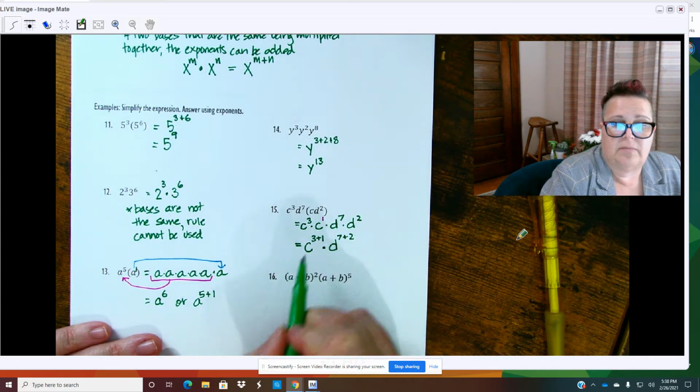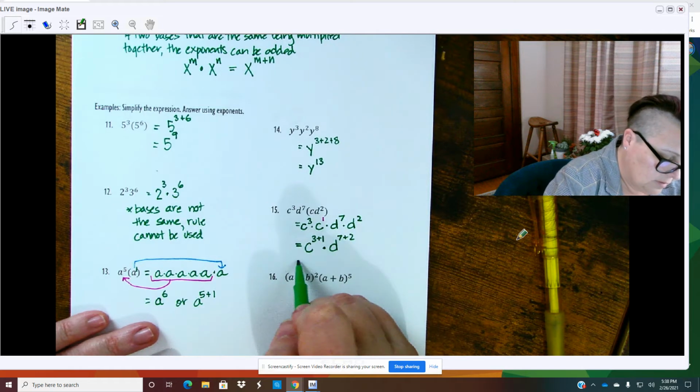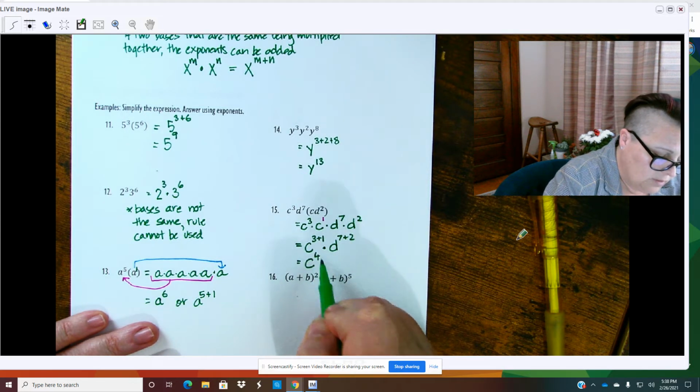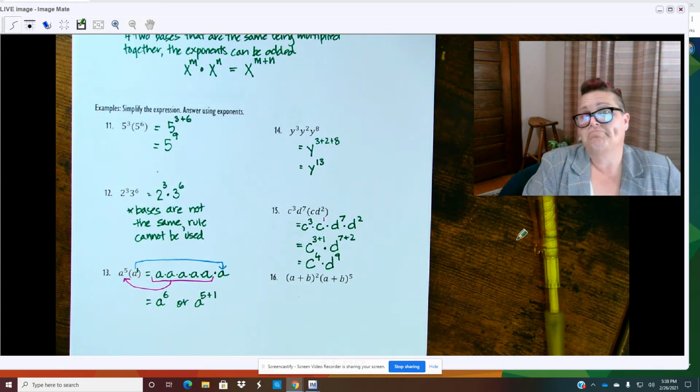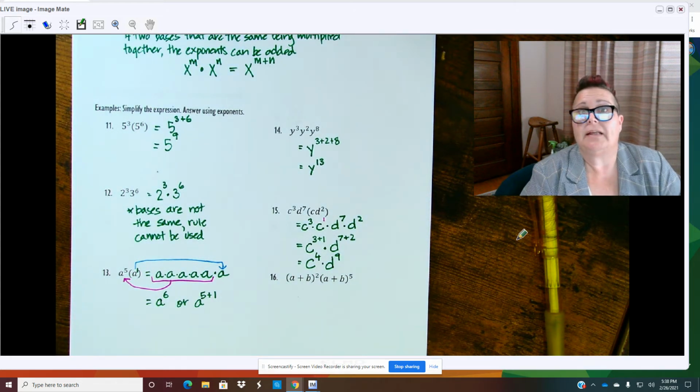D and D are the same base. C and C are the same base. This gives me C to the fourth times D to the ninth. That's it. That's how I can manipulate it.